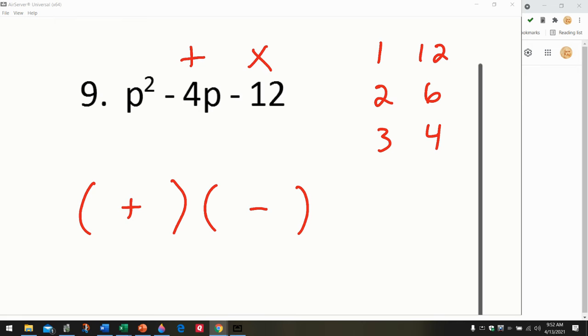And now we need to figure out how would they multiply together to be -12, but then add to be -4. So remember, in order to multiply to be a negative number, one or the other has to be negative.